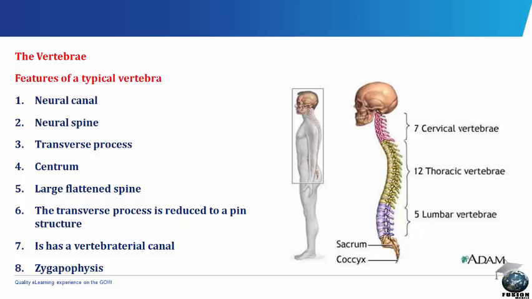6. The transverse process is reduced to a pin structure. 7. It has a vertebraterial canal. 8. Zygapophysis. These are articular surfaces for the articulation of successive vertebrae. They are grouped into two parts. The prezygapophysis facing inwards and upwards, and postzygapophysis facing outward and downward.